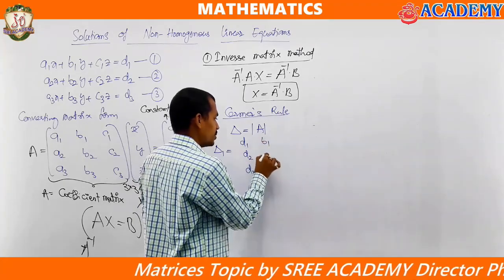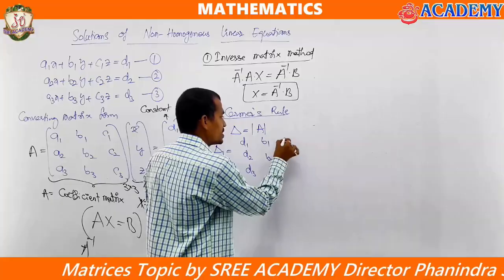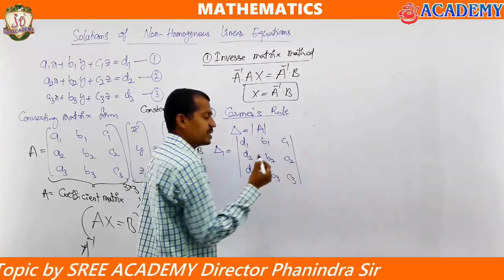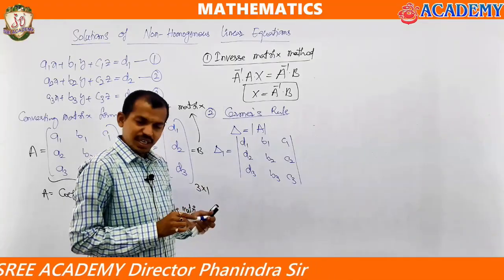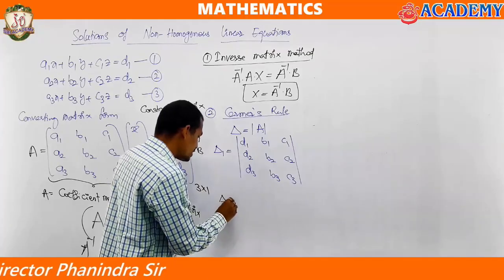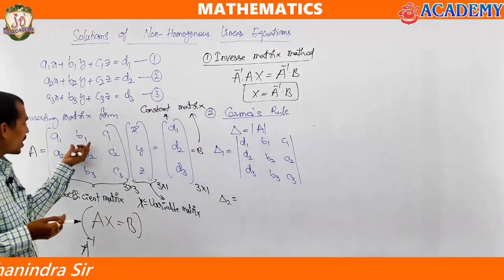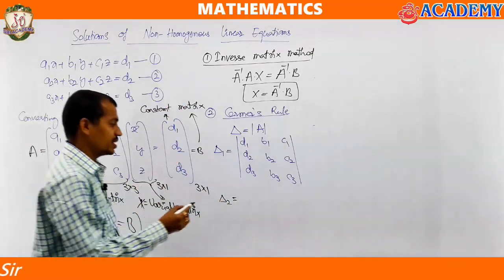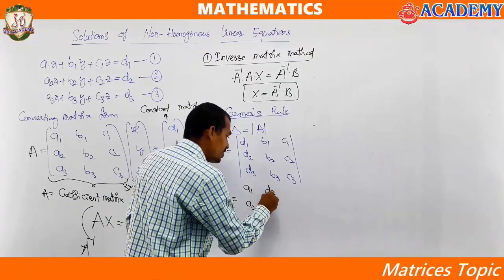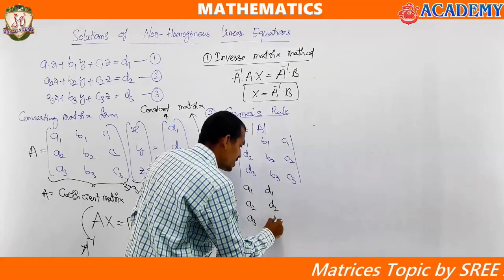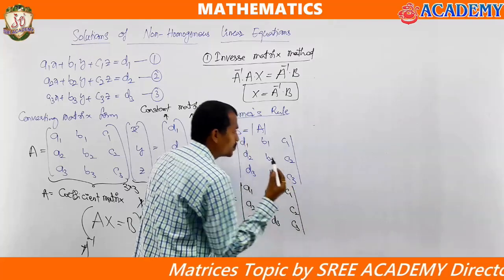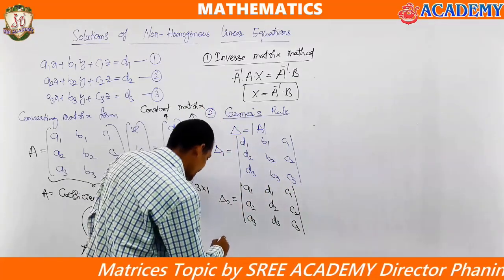Here also same thing, B1, B2, B3, C1, C2, C3. This determinant is going to be delta 1. Same like you want delta 2, here I am writing delta 2, that is nothing but simply replacing the Y coefficients with the constants, that is A1, A2, A3, here D1, D2, D3, C1, C2, C3, those are going to be delta 2.